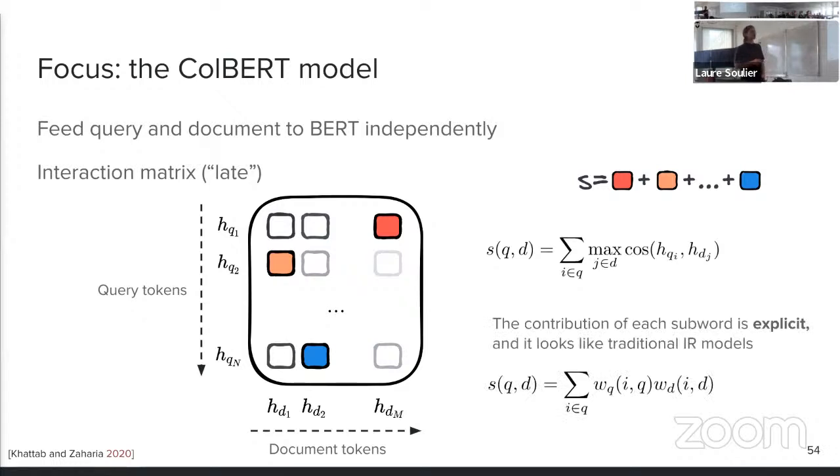What is interesting with this model is that in the end, it kind of looks like a term-based model, and we can explicitly see which term of the document matches a given query token. So we can take advantage of this similarity to analyze the model from an IR perspective. And that's why we chose to focus on ColBERT in the first place.